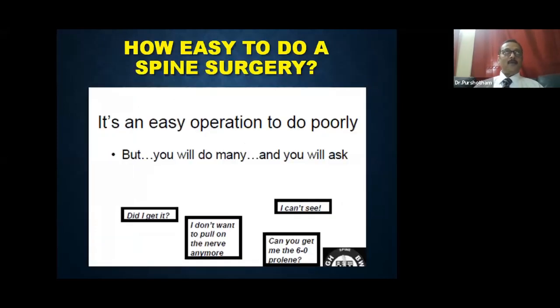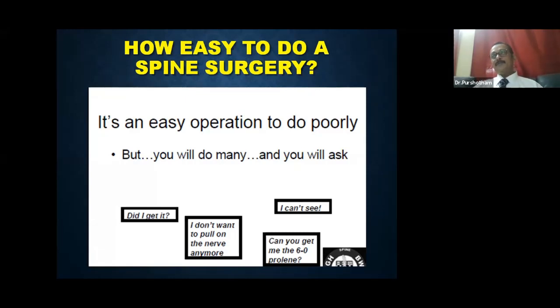Finally, one of my students is a noted spine surgeon here in Bangalore. So I was asking him the other day, okay, you have become a spine surgeon now. How easy is it to do a spine surgery? He opened his presentation and said, I'll show you a slide. And that is what this is: it's an easy operation to do poorly.